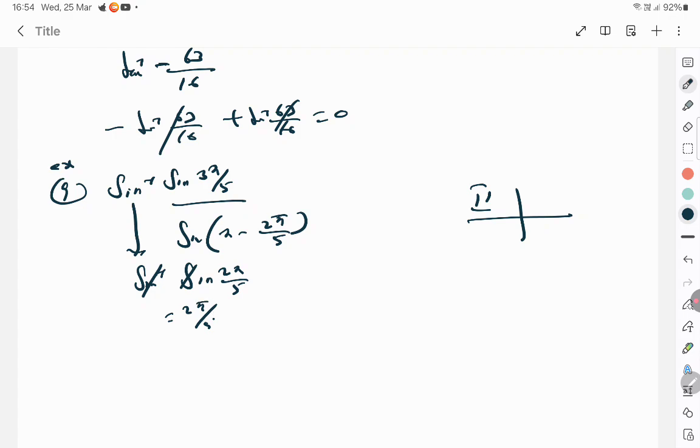So the rest of the sums I have already provided you with a video. Please ensure you are thorough. These are the textbook sums.